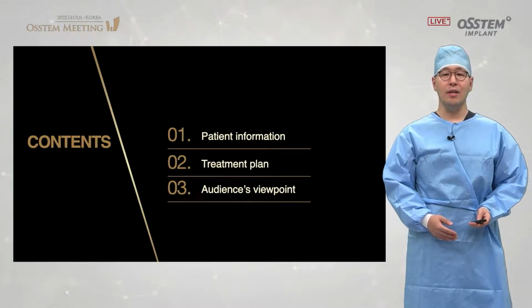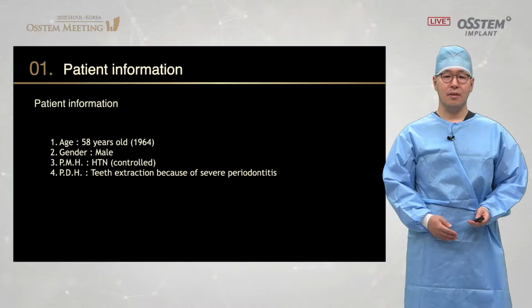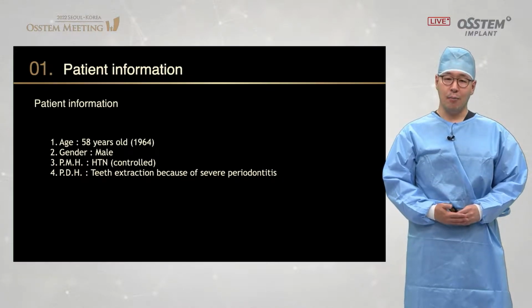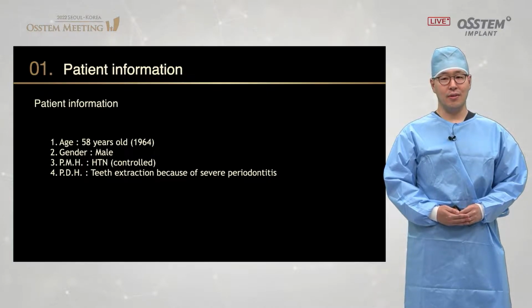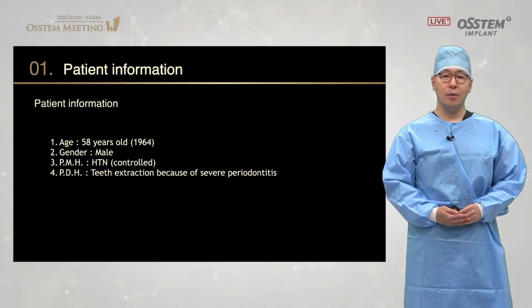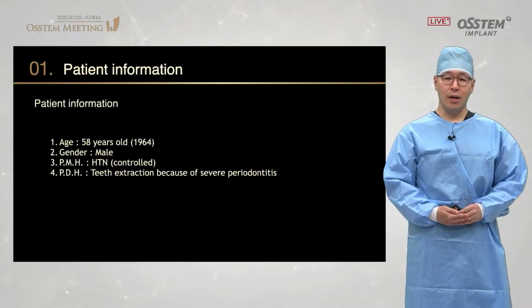First, the patient information and treatment plan. The patient is a 58-year-old male. He has underlying disease hypertension. To control it, aspirin is what he takes. After confirming that there is no medical problem, the drug was stopped from 3 days prior to the surgery.